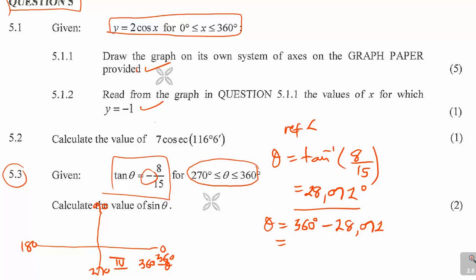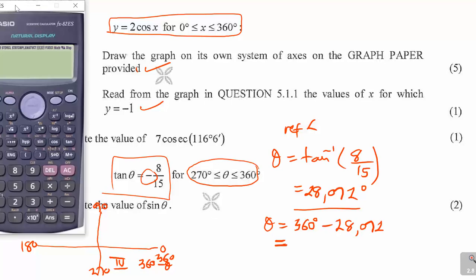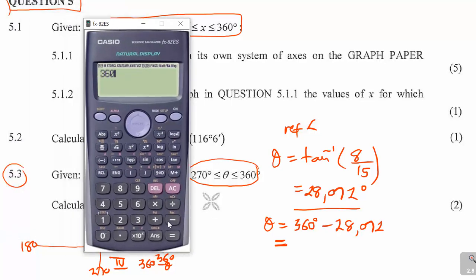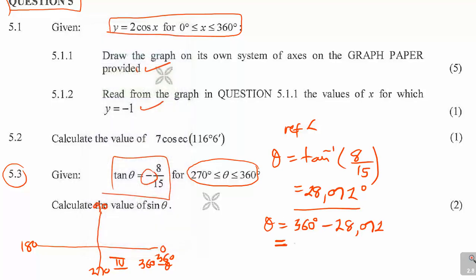Then when you calculate that to find the actual angle from the reference angle, you are going to get in this case 360 minus 28.072 equal to 331.928. So 331.928 degrees, that is the actual angle.